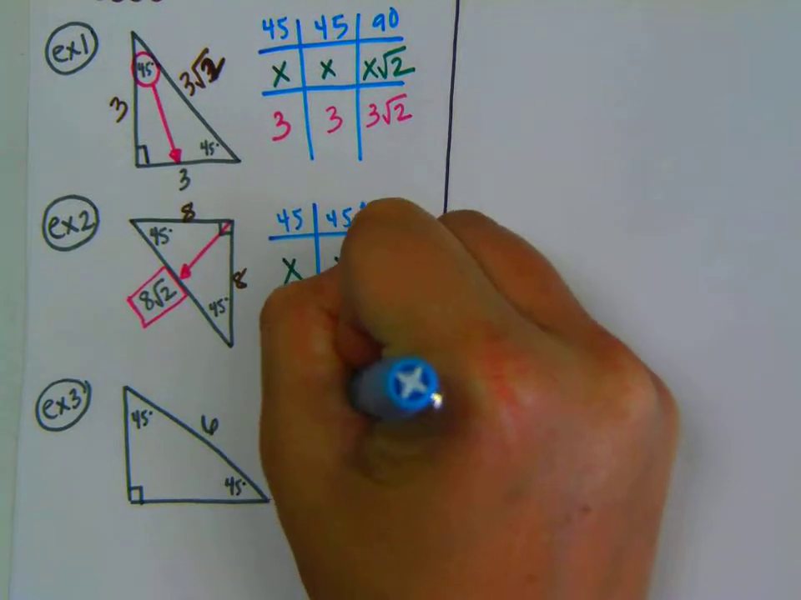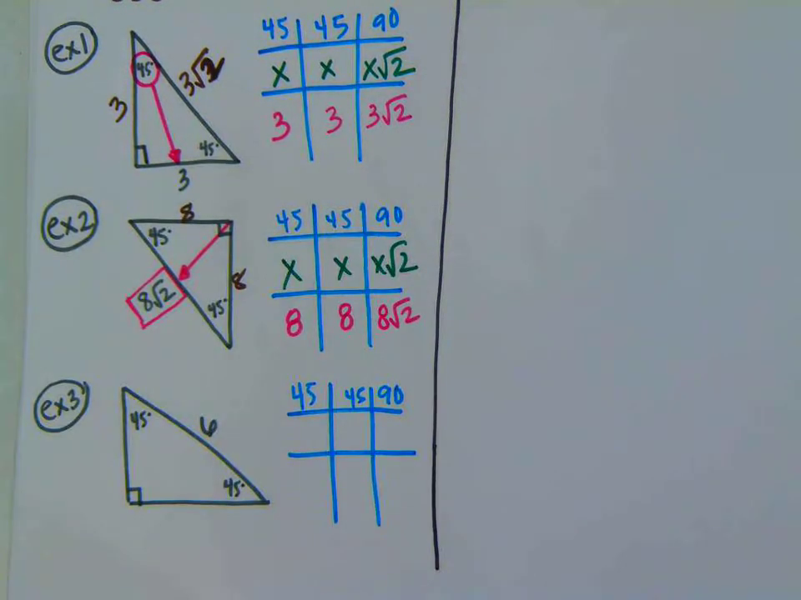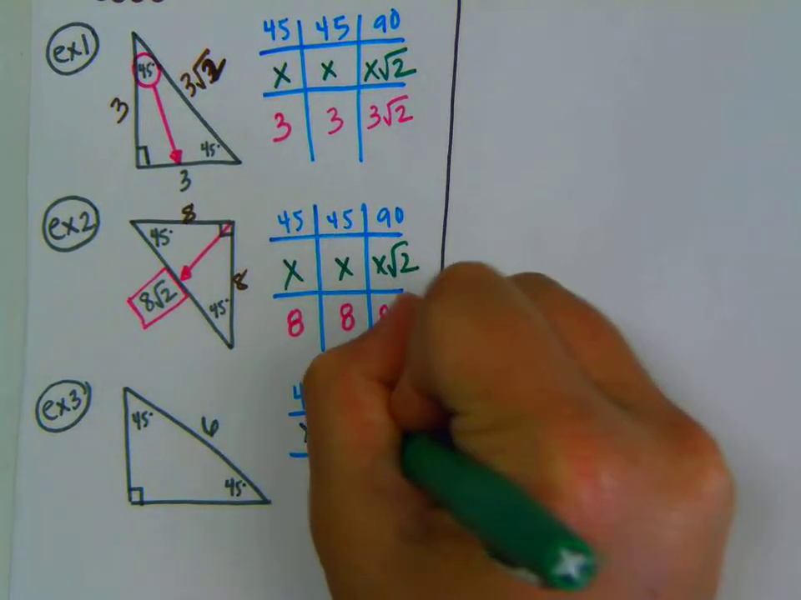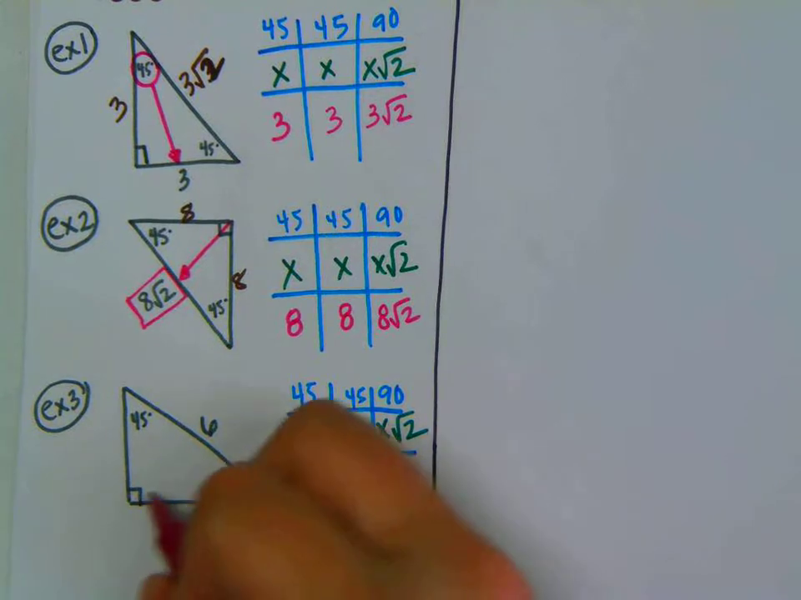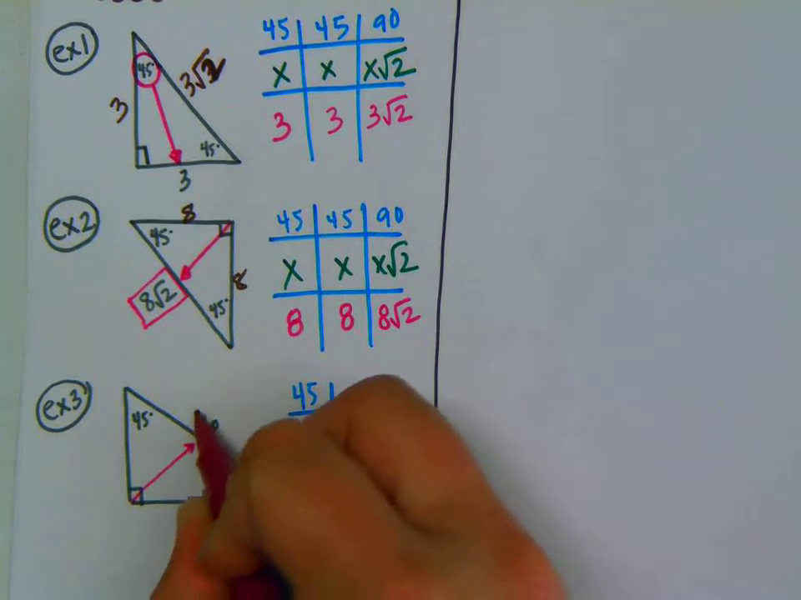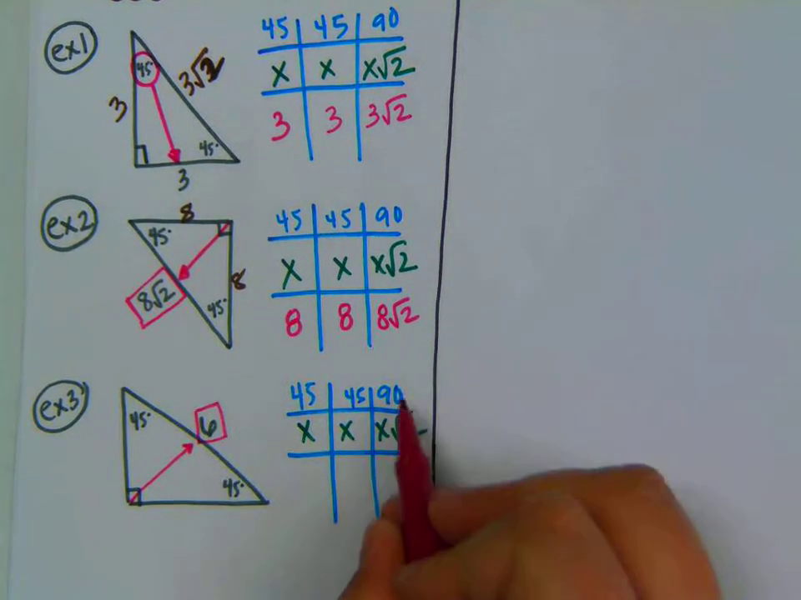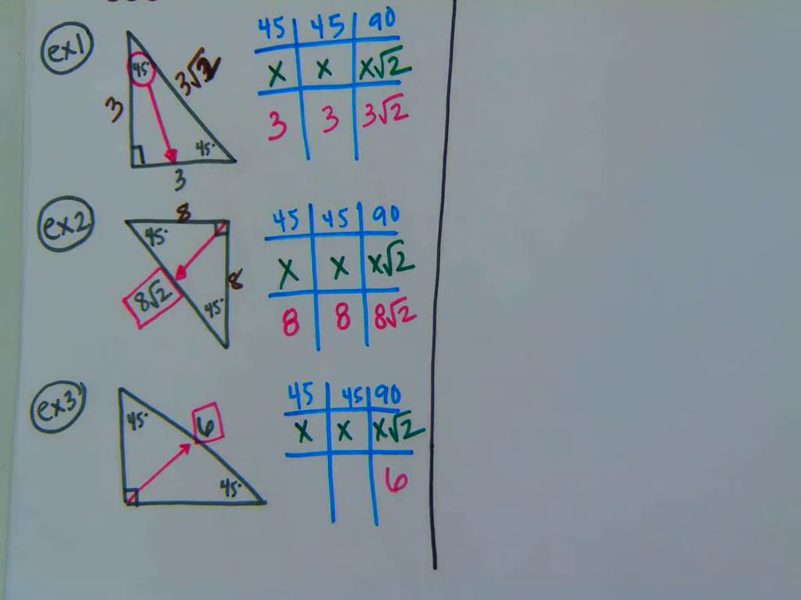45, 45, 90. This is going to be X, X, X root 2. I'm given across from the 90 is 6, so I put that underneath the 90. Is that how you write your answer? Do you just leave it, or do you write it out?